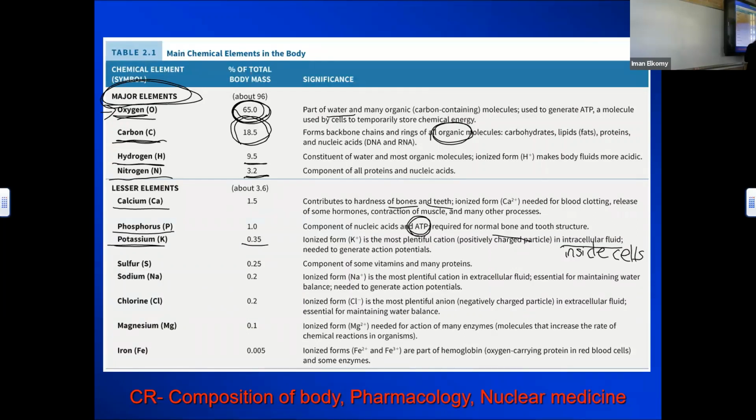You guys fall asleep? Then we have sulfur, sodium, chlorine, magnesium, and iron. They're all in kind of small amounts. Sulfur is going to be part of some proteins. You've got sodium in extracellular fluid, that is, outside the cell.